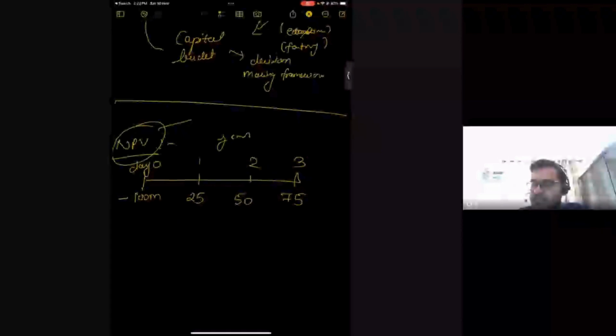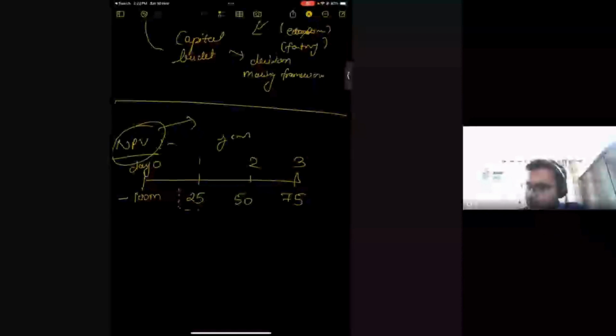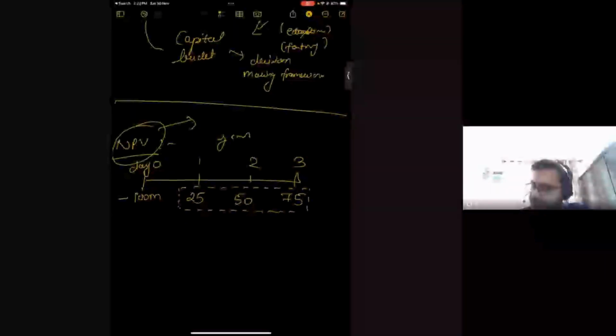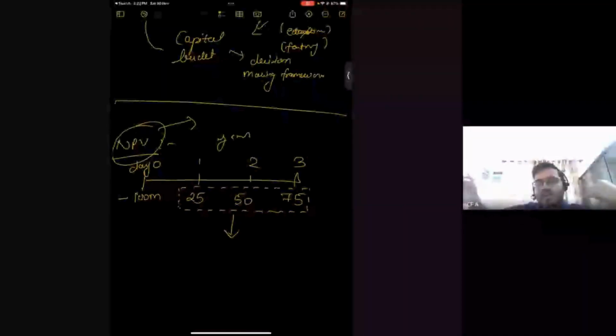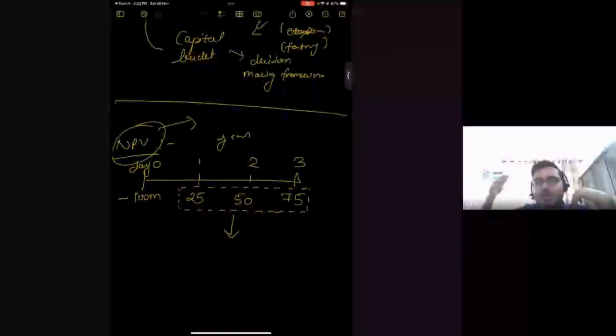NPV tells you that if the discounted value of these cash flows which are 25, 50, and 75... the problem is I can't say investing 100 today and then getting 25, 50, and 75 later, because getting 100 pounds today is not the same as getting 100 pounds a year later, which is not the same as getting 100 pounds 100 years later. So anything that is staggered over a period of time becomes uncomparable.